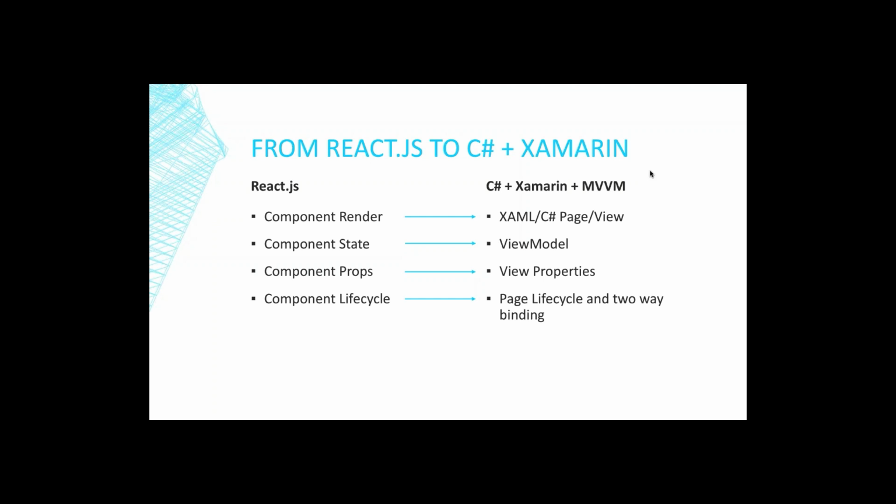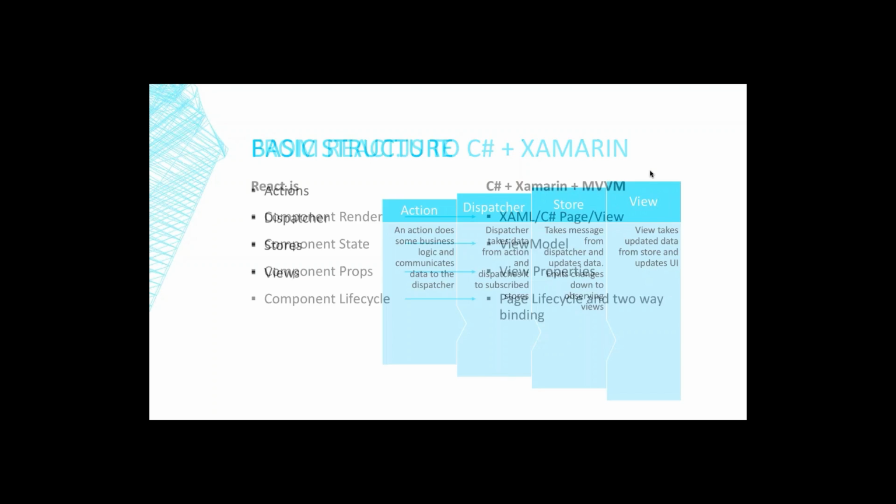When you compare those to how we can look at something with C#, Xamarin, and MVVM two-way bindings, basically your component render function is what your actual view is, so your XAML or C# page or view. Your component state is what our view model is going to be, so that's going to actually hold the properties that apply to the state of that view. The props for a component are the view properties that we pass in, and the component lifecycle is similar to or relatable to our page lifecycle that we get with Xamarin Forms. Or if you're looking at Xamarin Native, that'd be something like your activity lifecycle or your view control lifecycle for Android and iOS.